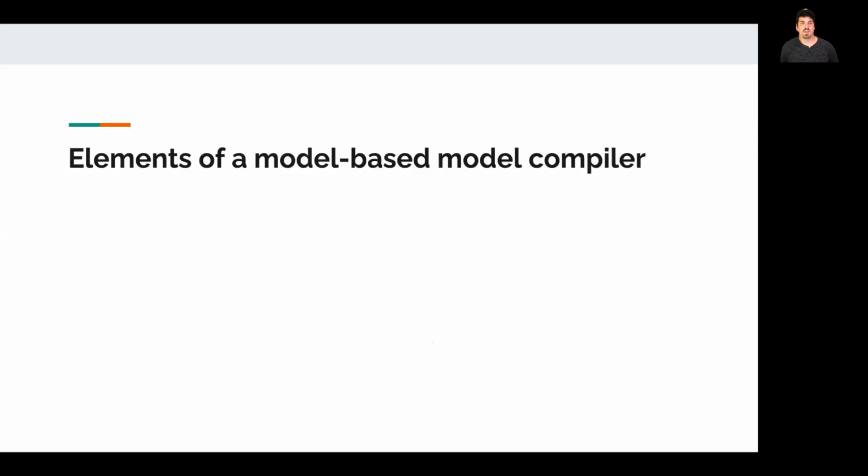So let's break it down. The elements of a model-based model compiler. First, we have to have an OOA of OOA. For Ciera, this is the xtUML meta model. Then we have to have an OOA of our target architecture. Again, in Ciera, this is an xtUML model that represents a Java architecture for a model compiler.